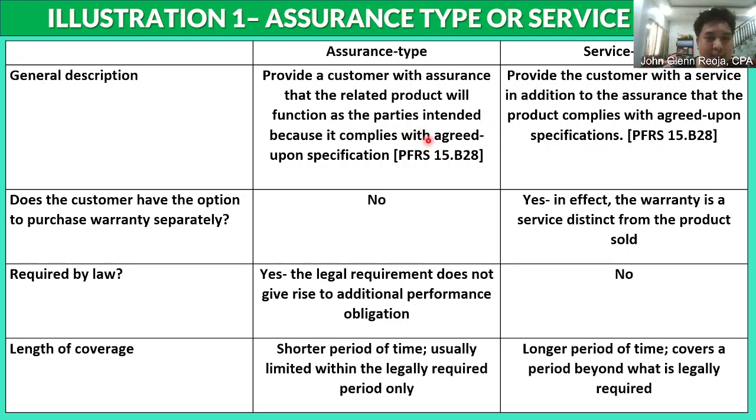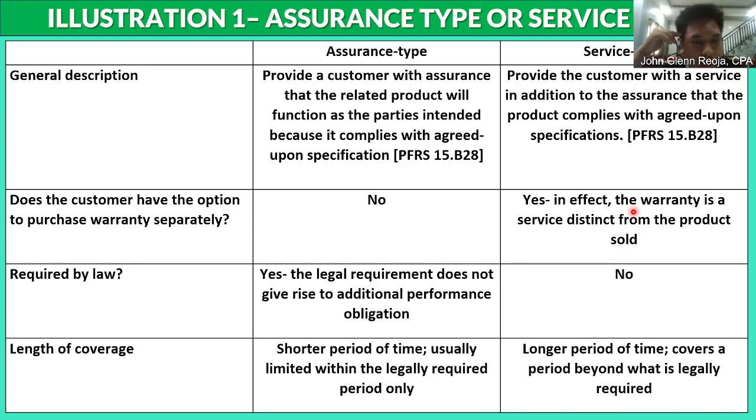Kanina, as intended. As the parties intended. But now, in addition lang to the assurance, that is service type. So, does the customer have the option to purchase warranty separately? The answer is assurance type, no. None. So, since that is already embedded once you purchase the product. Okay. How about the service type? Yes, in effect, that the warranty is a service distinct from the product sold.